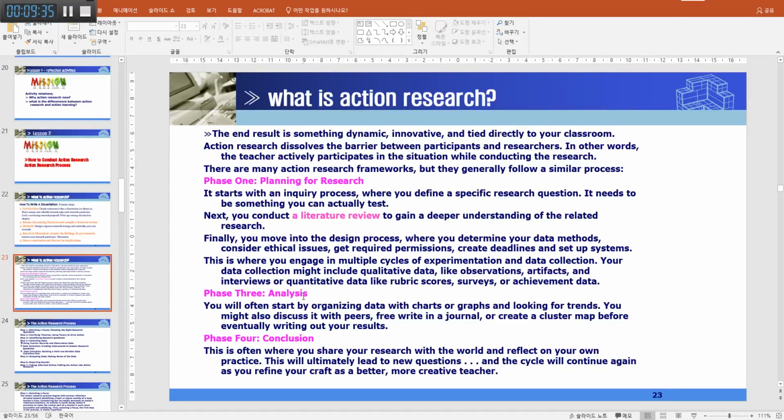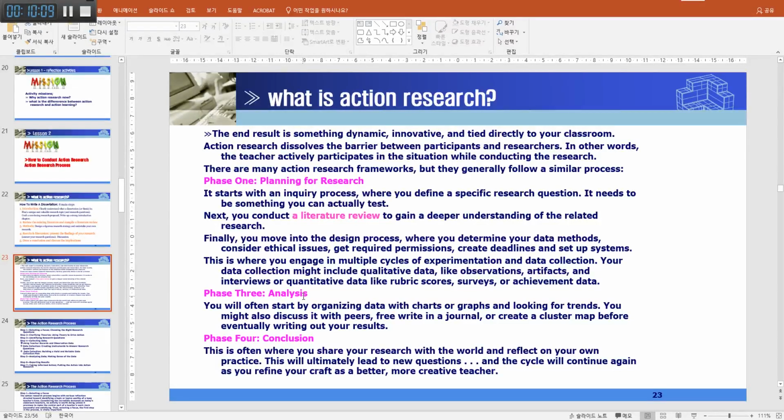Okay? So we talked about the features of action research. It's context bound, it's practice bound, it's about solving problems in your action, in your practice. So, the process of action research consists of the following components. Step 1 or phase 1, planning the research.